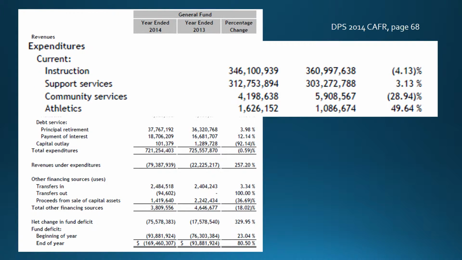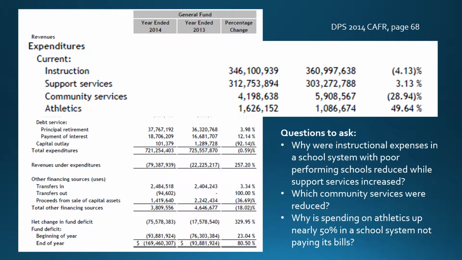It's also a way to have a good breakdown here in the spreadsheet, and it gives you an idea of percentage increases, and they do the math for you, which is really helpful, especially if you are working on the fly at times. And here you can see how the instructions cost is down, while support services is up, and community services is down 28.9%. And athletics is up nearly 50%. So it raises some questions here that you can use for reporting.